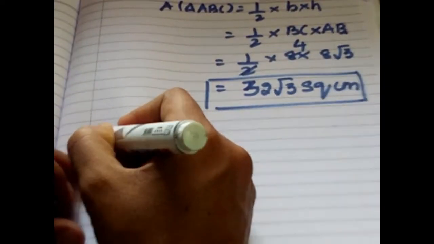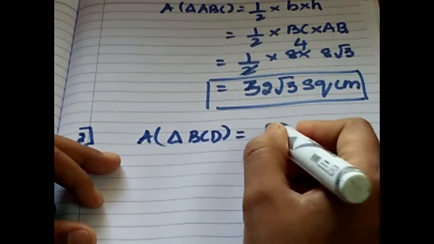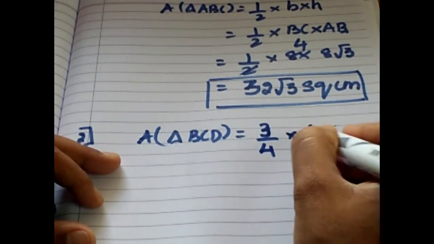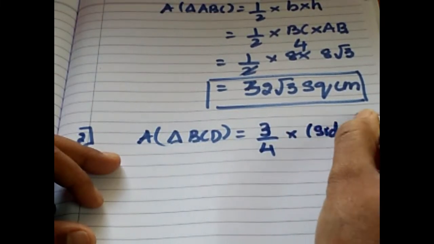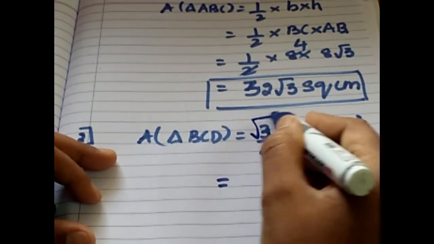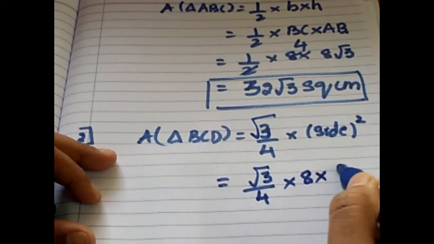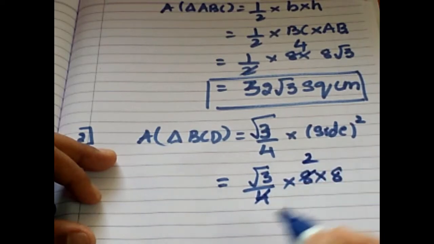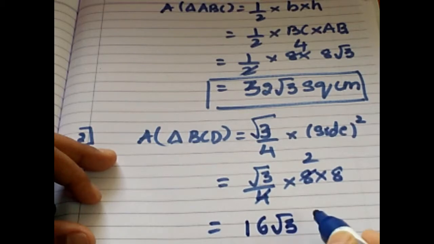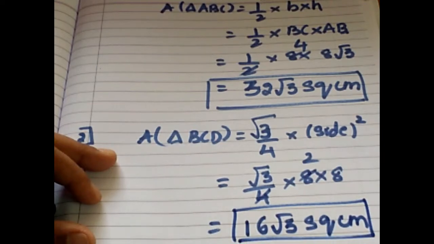So let me use the same in the second step, that is area of triangle BCD is equal to root 3 by 4 into a square, or you can take side square. What is the side? The side of the equilateral triangle is 8, so root 3 by 4 into 8 into 8. 4 ones are 4, 4 twos are 8, 8 twos are 16 root 3 square centimeter. So the second part is finished.